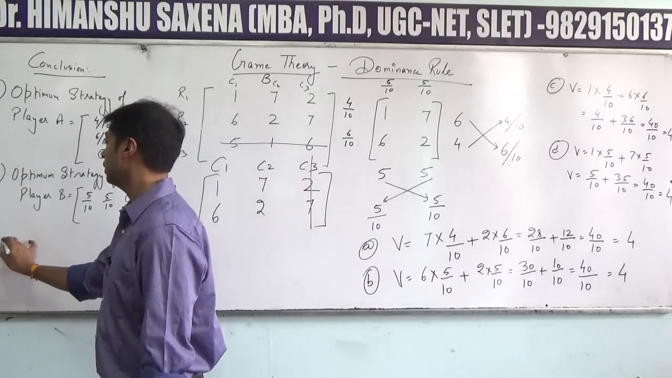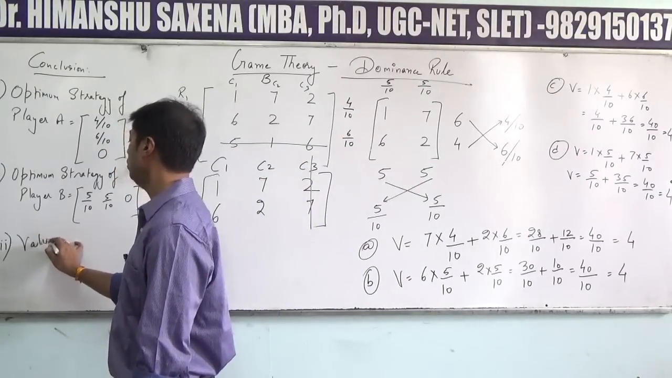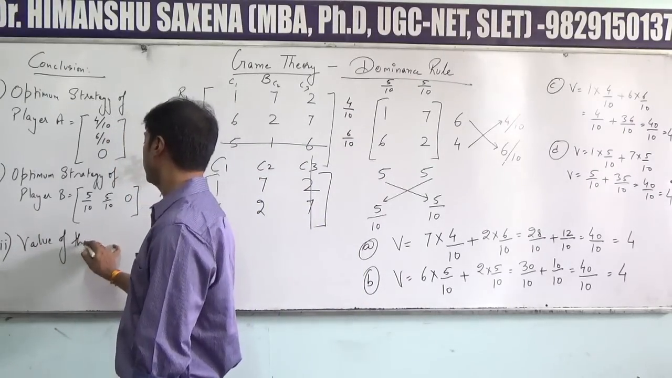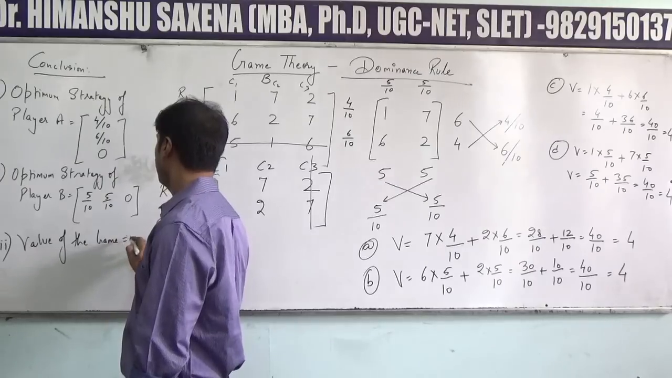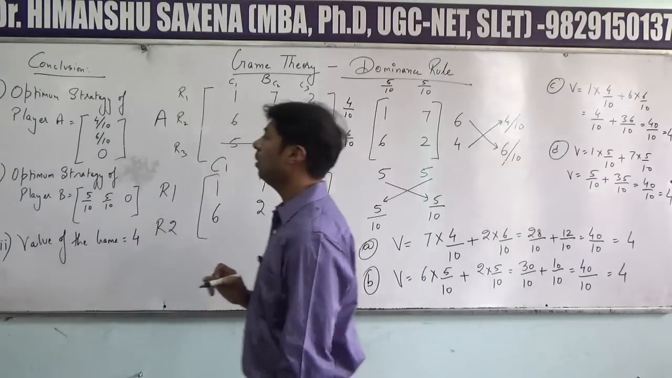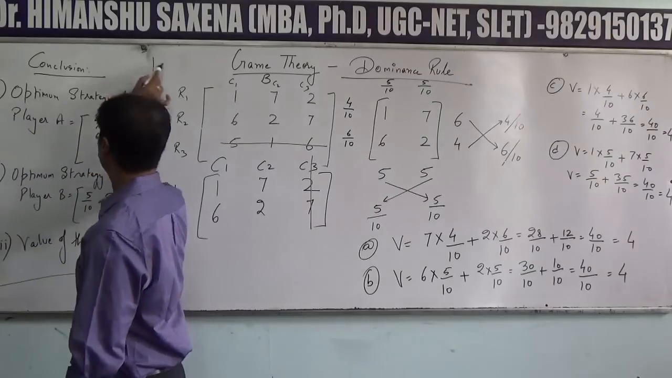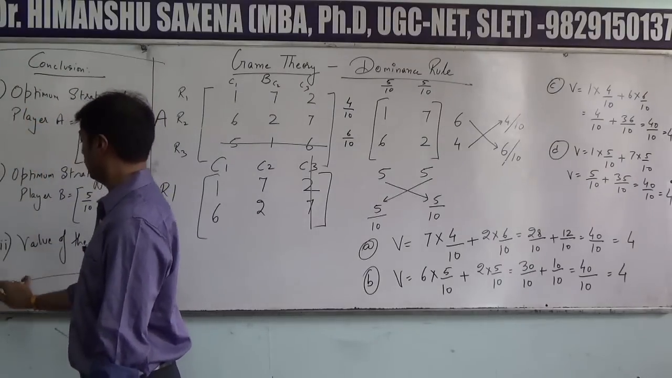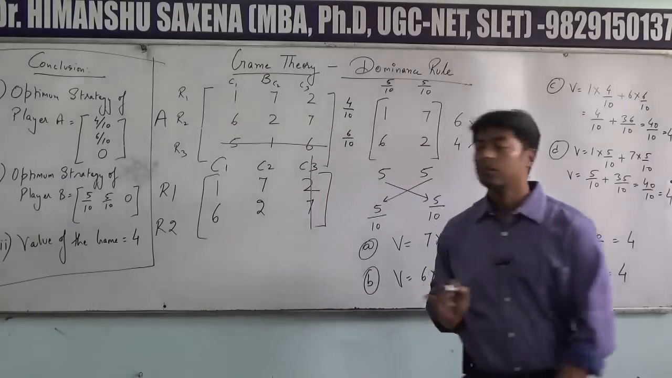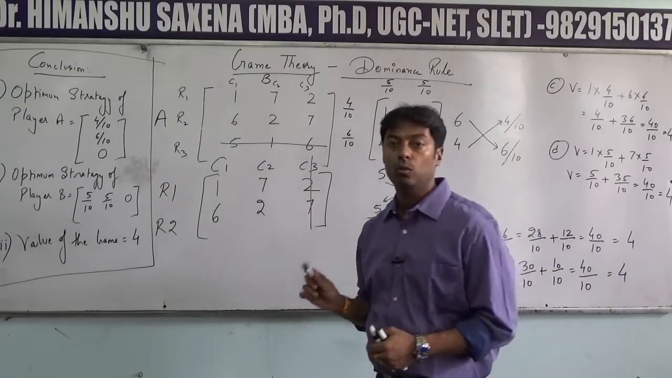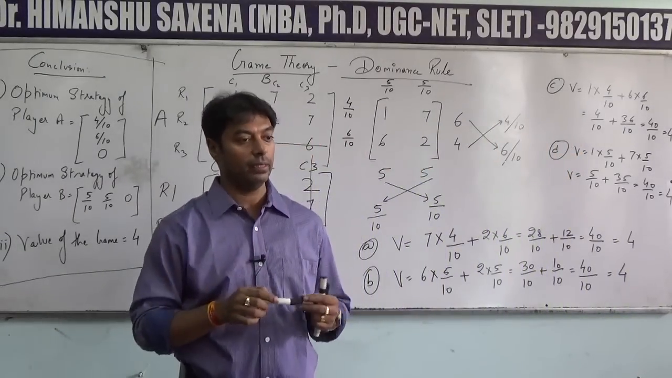Ultimately, the value of the game over here will be equal to 4. This will be the final result of this model, that is called the dominance rule in game theory, right?